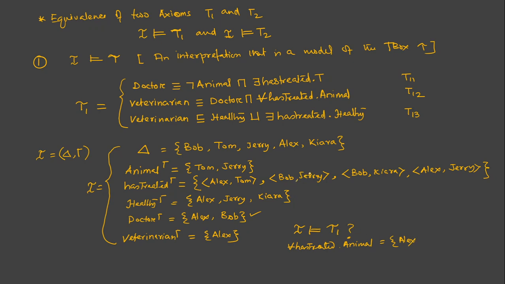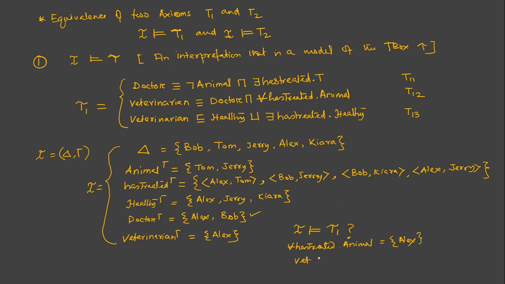Bob has treated Jerry. So Jerry is an animal, and Bob has treated Kiara, but Kiara is not an animal. So there is at least one instance which Bob has treated but does not belong to the animal class. So that's why Bob will not be there in our set of all has treated animal, right? Now, the veterinarian, what will it include?